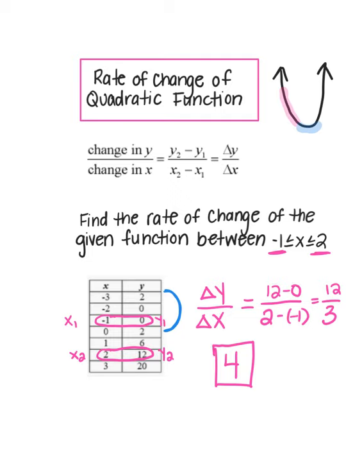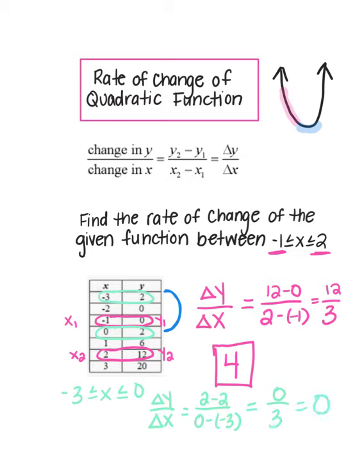Now, if I were to have a different interval that I was asking to find the rate of change, that change could be different. So let's choose an interval, for example. So let's say we want to do the interval between -3 and 0. Okay, so I'm going to do -3 and 0 here. So I'm going to do the same thing. I'm going to do my change in y over my change in x. And my change in y is going to be 2 minus 2. And then my change in x is going to be 0 minus -3. So 2 minus 2 is 0, divided by +3 is 0.